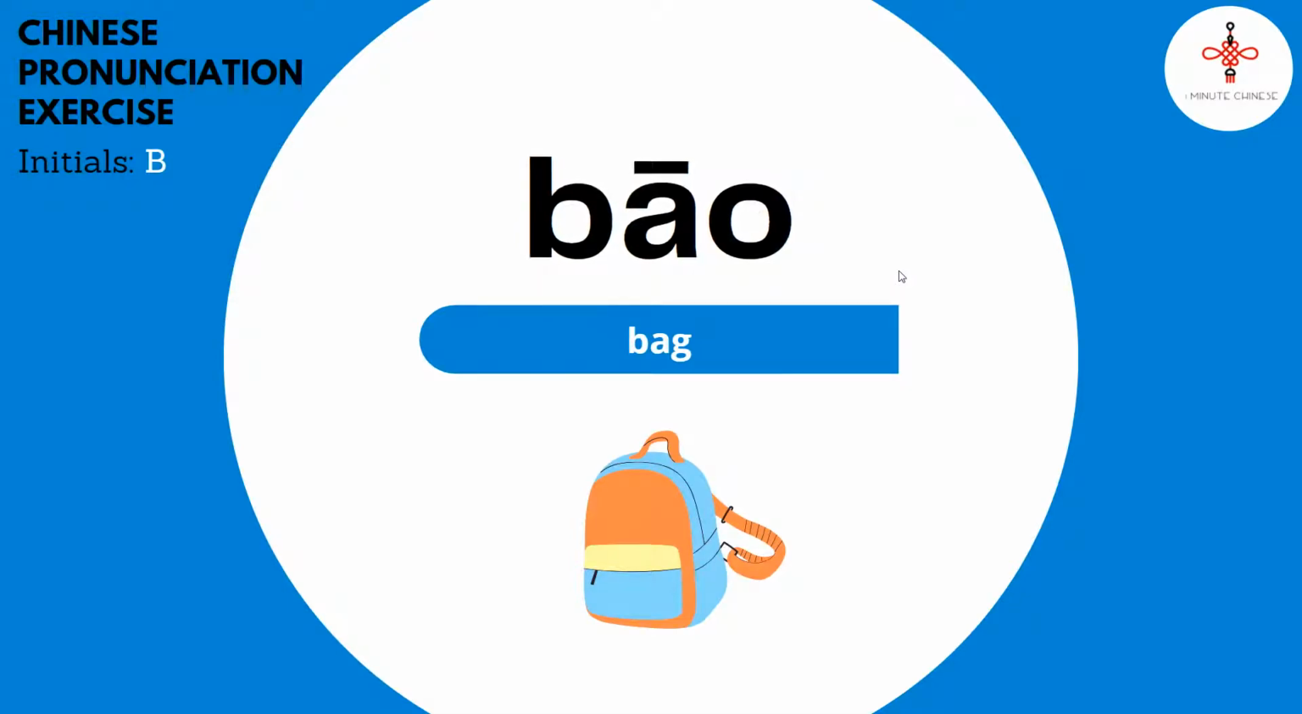Let's combine the initial B, the final Ao, and the high pitch first tone all together. B, ao, bao. Repeat after me. B, ao, bao, bao, bao, bao. Bao is back in Chinese.